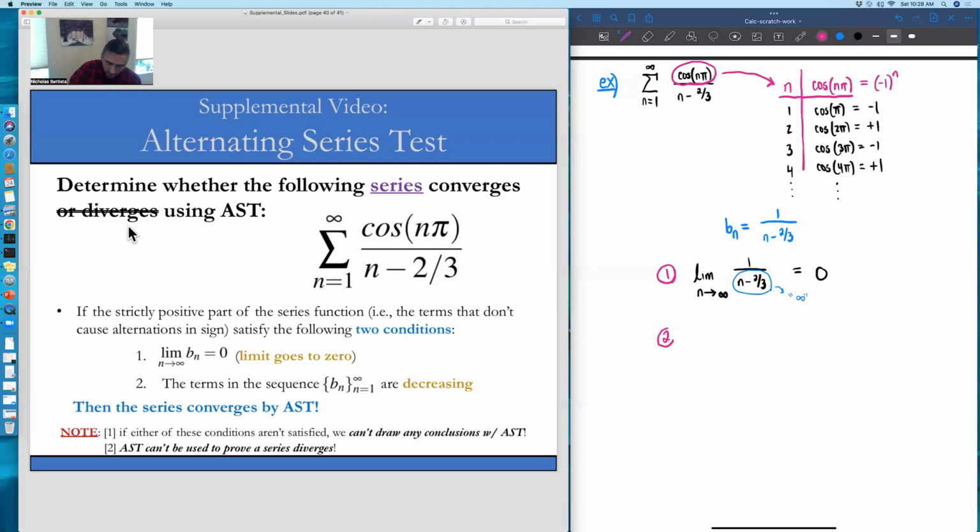The second criteria is we need to show that these bn terms are all decreasing. We can do this a couple different ways. We could use some algebra. We could do some derivatives. Let's just practice some differentiation here. The way in which we can show this is decreasing is we want to take a derivative of our series positive terms and basically show that this derivative is negative for x values greater than 1. And why do we want x values greater than 1? Well, that's just because our series goes from n equals 1 to infinity.